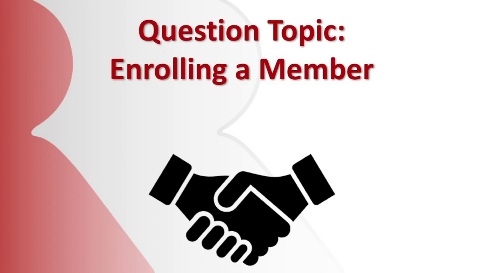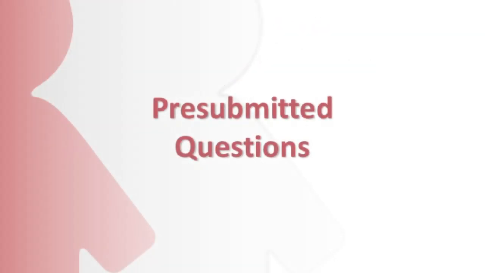Okay, our first question is, when inputting information for a new optional member who has chosen to enroll, should they be sitting next to you, or should we have them fill out the information and then hand it to us to input into the system?